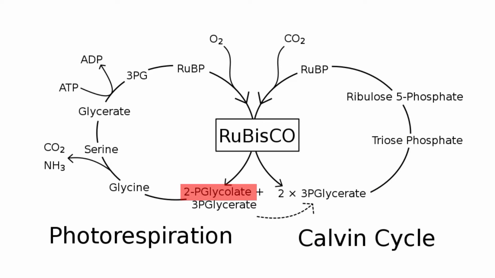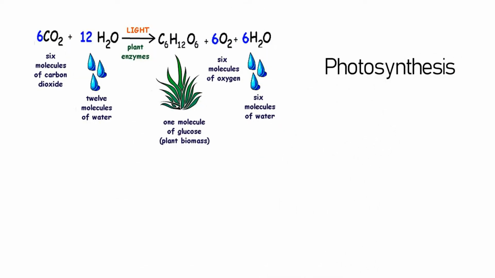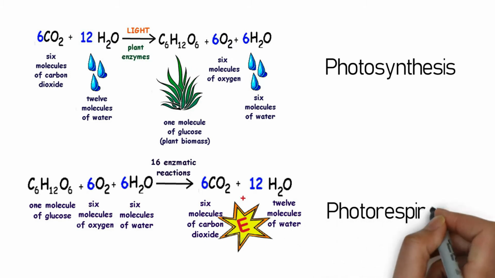To recover some of the lost carbon, plants put phosphoglycolate through a series of reactions. 3/4 of the carbon that enters this pathway as phosphoglycolate is recovered, while 1/4 is lost as carbon dioxide. This process is called photorespiration. We can clearly state that plants gain energy through photosynthesis and lose energy through photorespiration.